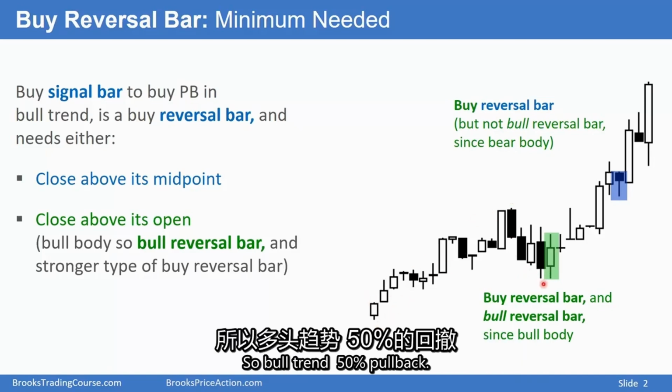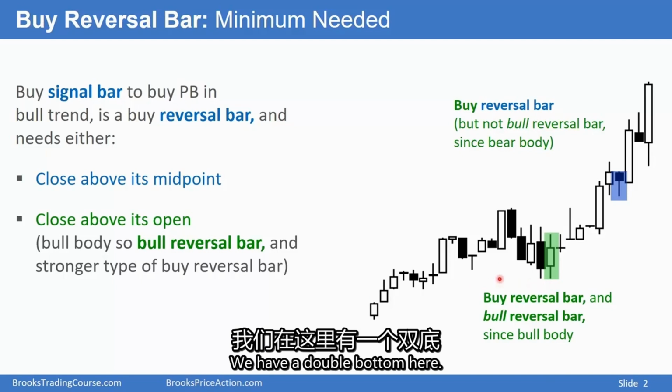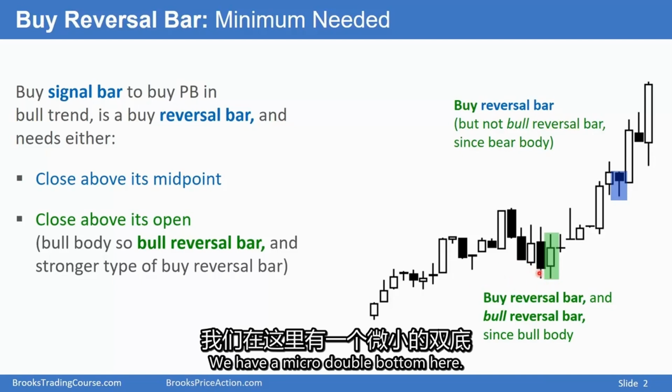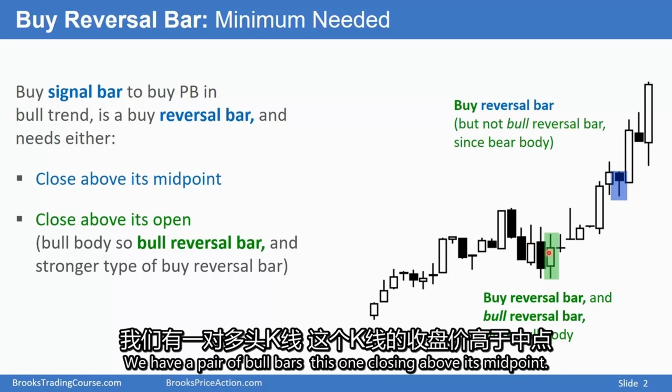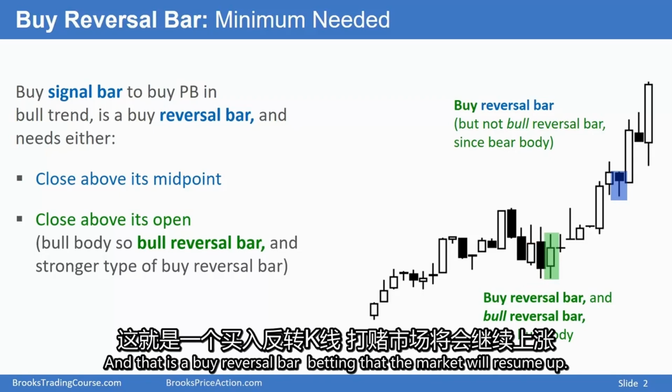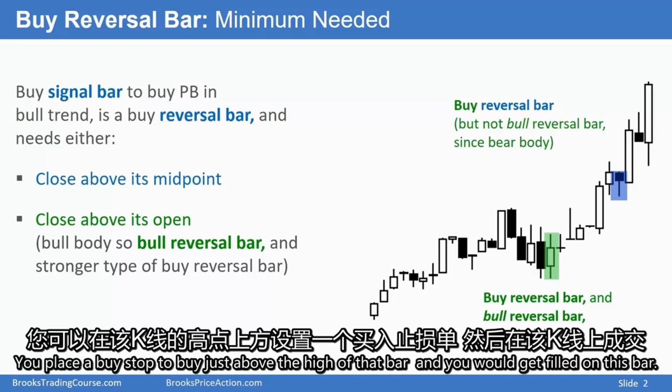So bull trend, 50% pullback. We have a double bottom here. We have a micro double bottom here. We have a pair of bull bars, this one closing above its midpoint, and that is a buy reversal bar, betting that the market will resume up. You place a buy stop to buy just above the high of that bar, and you would get filled on this bar.